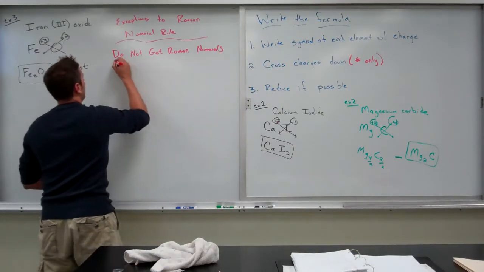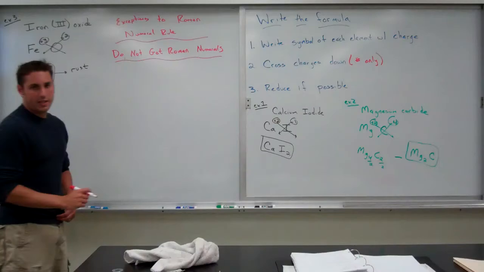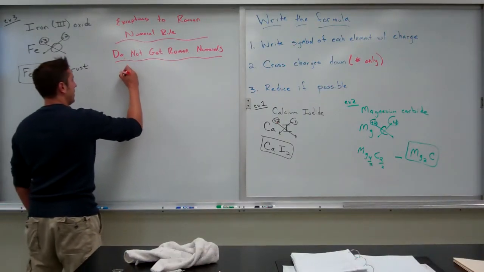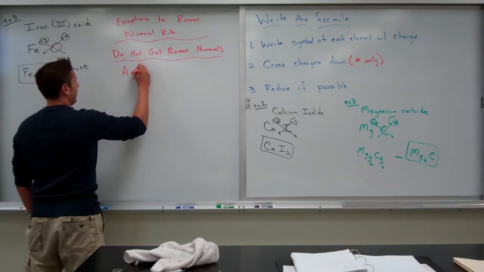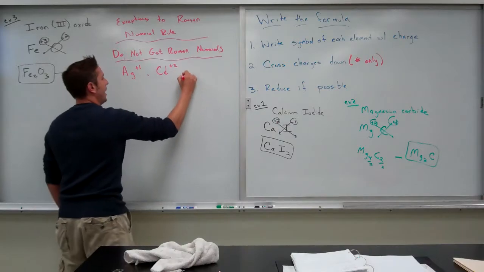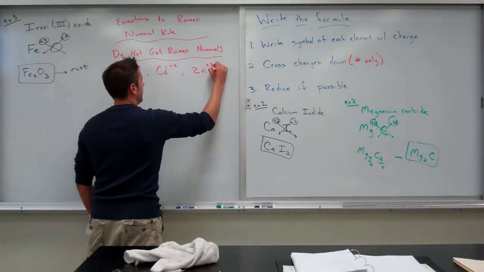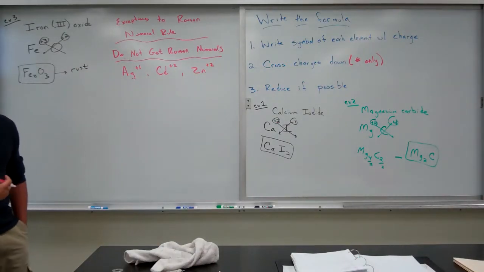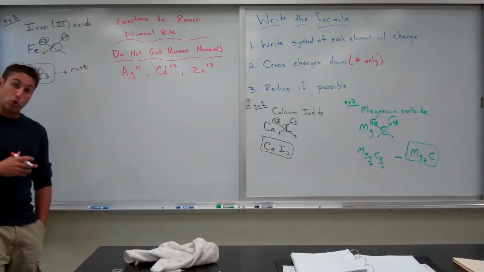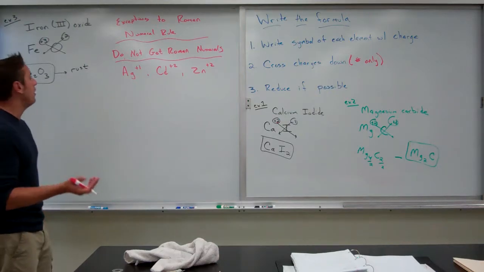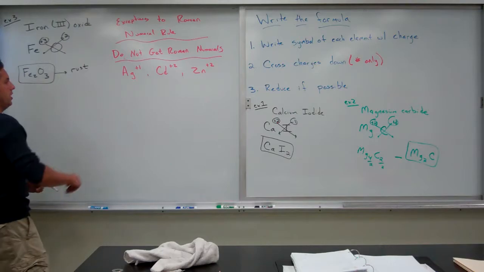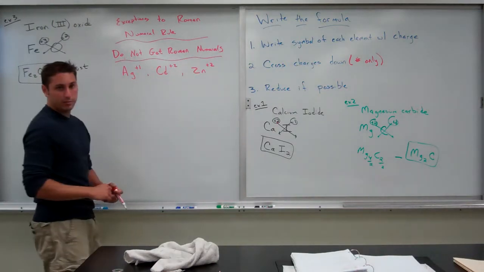These are the following elements that do not get Roman numerals given with them, nor when we write their names will we give them. Silver, cadmium, and zinc. The reason being, the whole idea behind the Roman numeral system is that these elements can carry multiple charges, so we need a Roman numeral to tell us. Silver, cadmium, and zinc always possess the same charge. +1, +2, and +2 respectively.